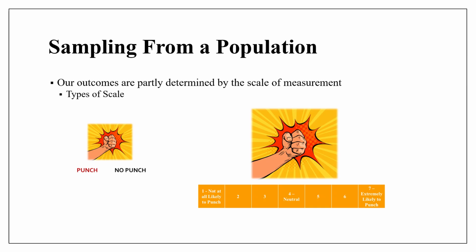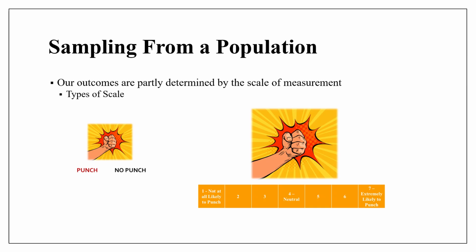Number 1 would be not at all likely to punch, whereas 7 is extremely likely to punch. So maybe those ends are going to represent the punch, no punch of the other type of scale that we used previously, but we can see that there's more variation in this type of behavior because they can also say that they are not likely to punch the person, but they kind of wanted to if they pick a 3, right? So it gives us more nuance in seeing what the behavior actually is depending on what scale of measurement we're using.